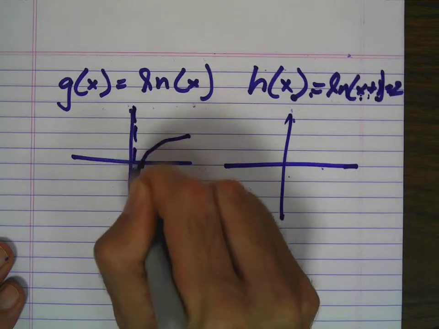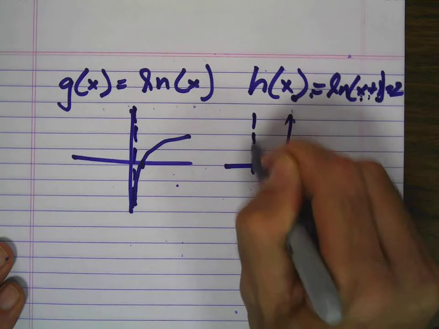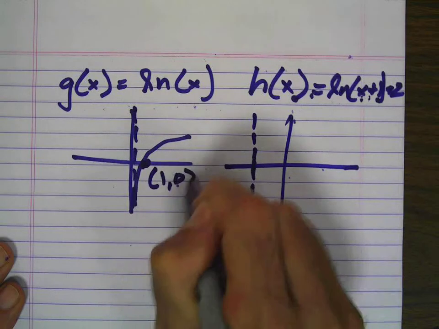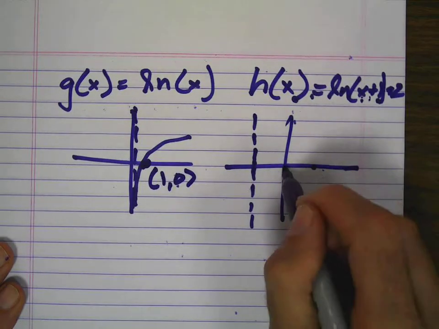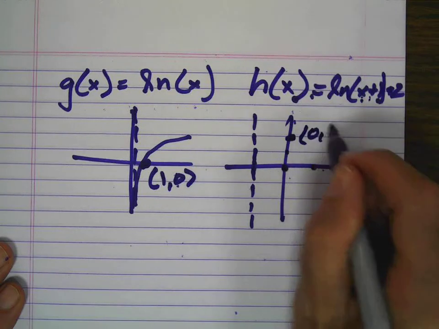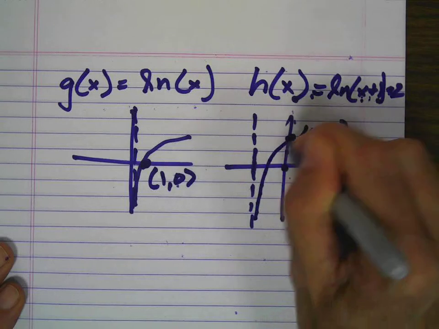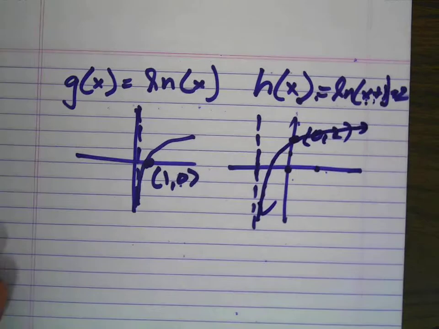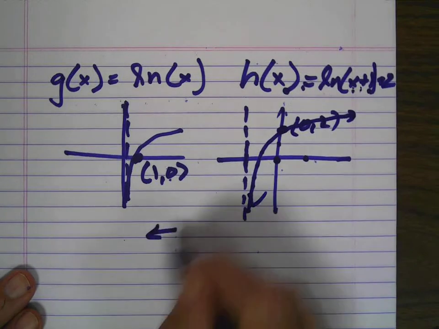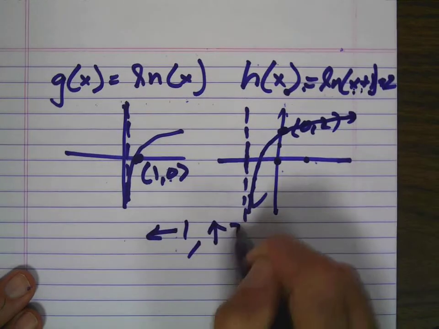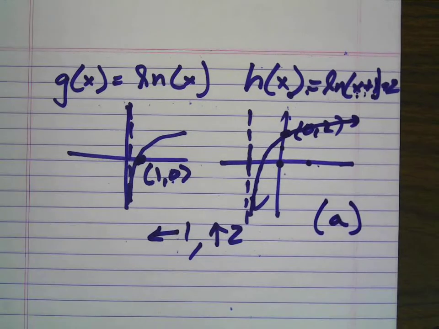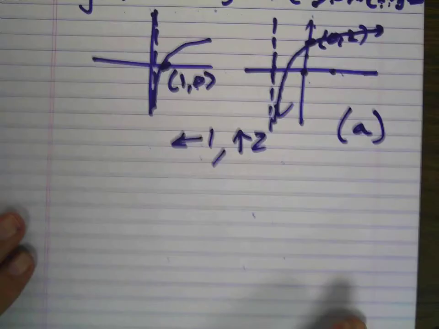So this graph, which has a vertical asymptote at 0, will now have a vertical asymptote at negative 1. This point, which was at 1, 0, will now go left 1 and up 2, so it'll be at 0, 2. The new curve will look like this. We don't need to really say any of that for this answer. All we say is that it goes left 1 unit and up 2 units. That is A in the multiple choice problem.